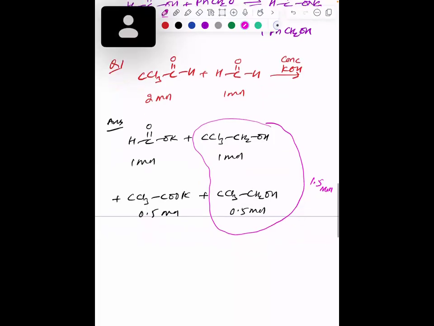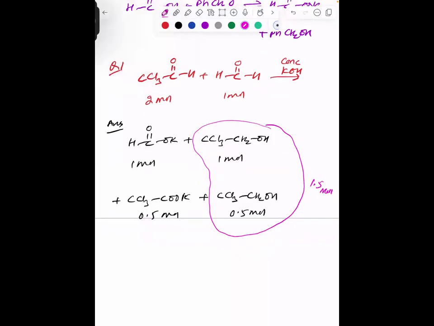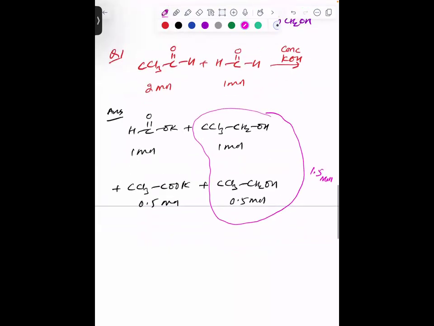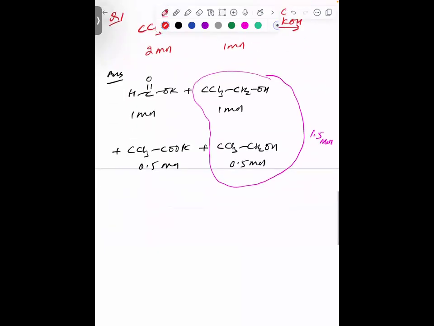Okay, complete. Next, this is the concept of cross Cannizzaro reaction. Then intramolecular Cannizzaro reaction. What a question!